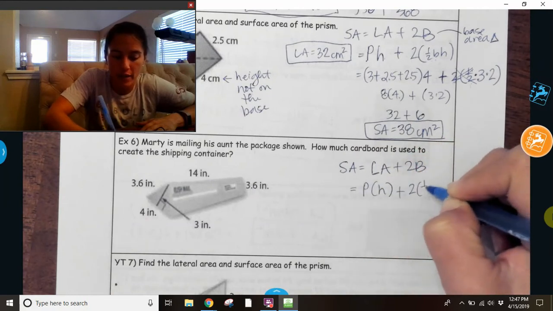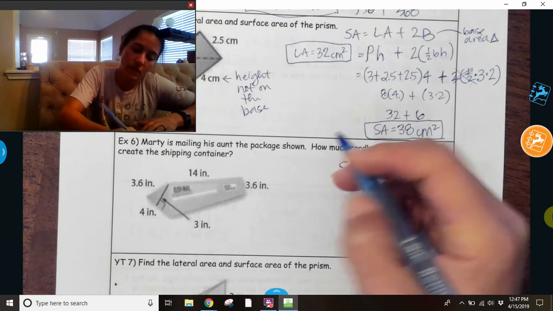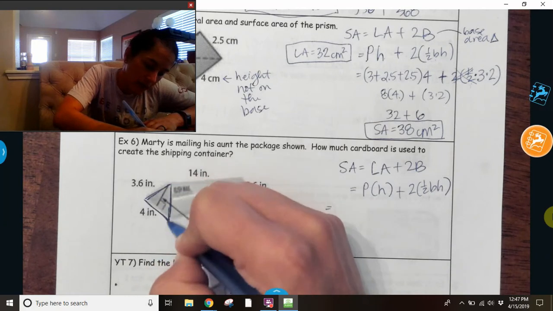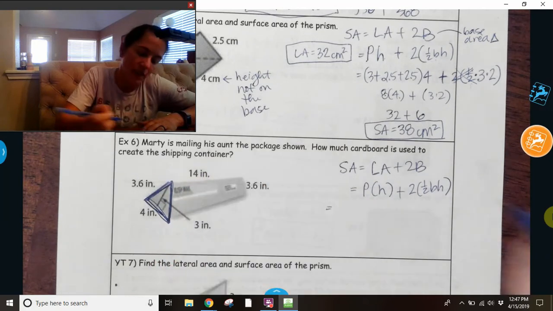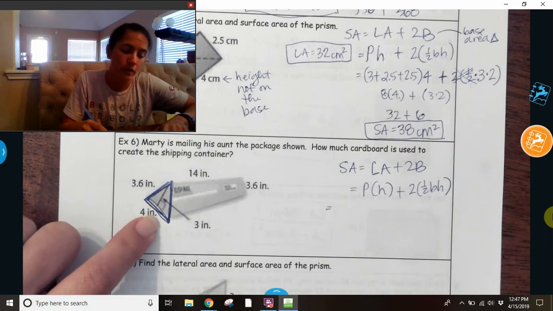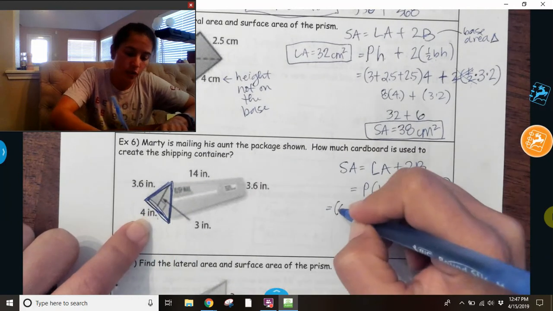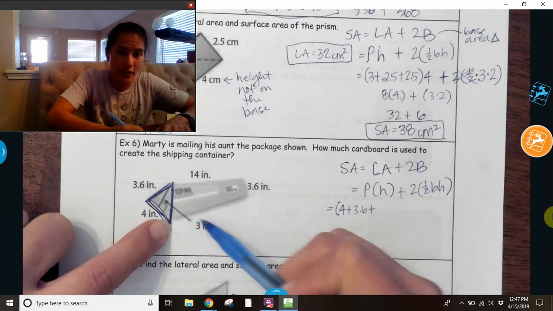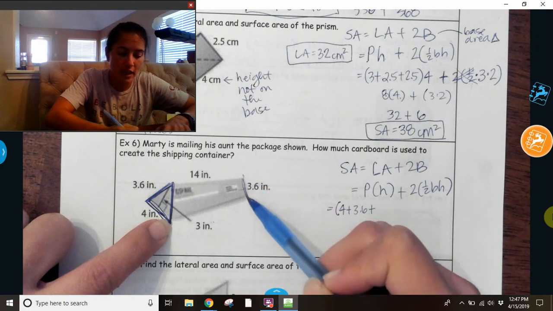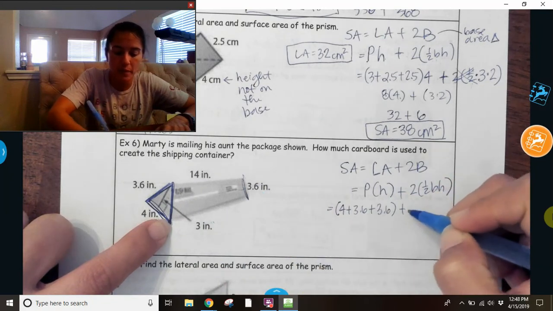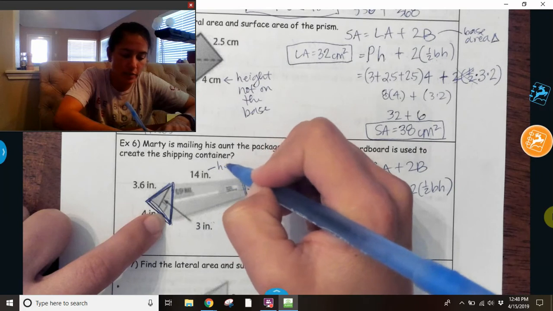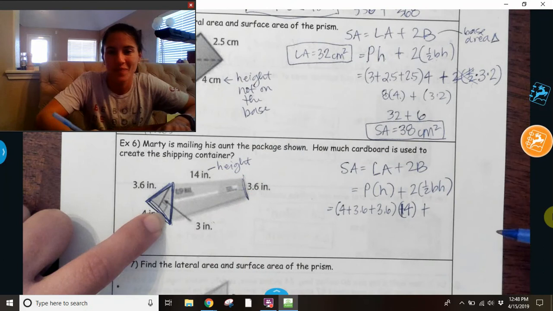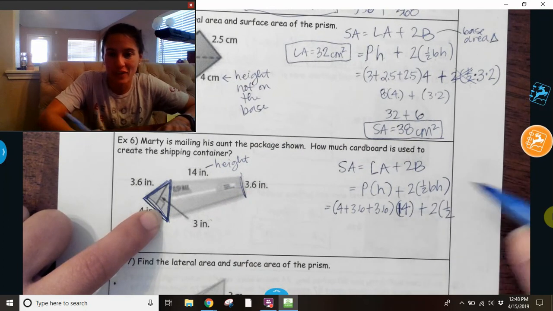perimeter of the base, and this is a triangle. All right, so the perimeter of the base, I'm going to outline it right here. So I highly suggest you outline your perimeter of your base. So the perimeter of the base, this bottom one is 4, 3.6. Now this side is not 3. The 3 is going to the height. This side and this side are the same. So again, 3.6. Times the height of the prism. So times 14.